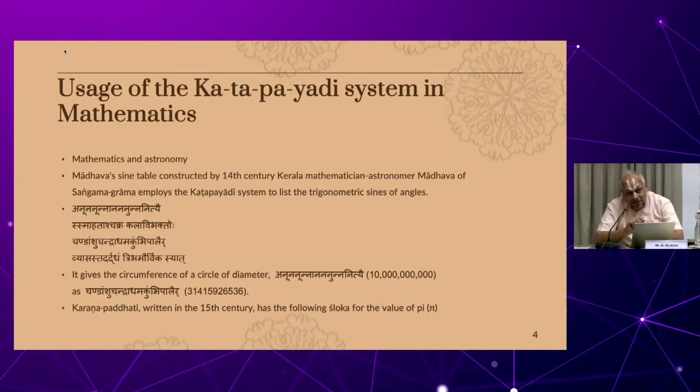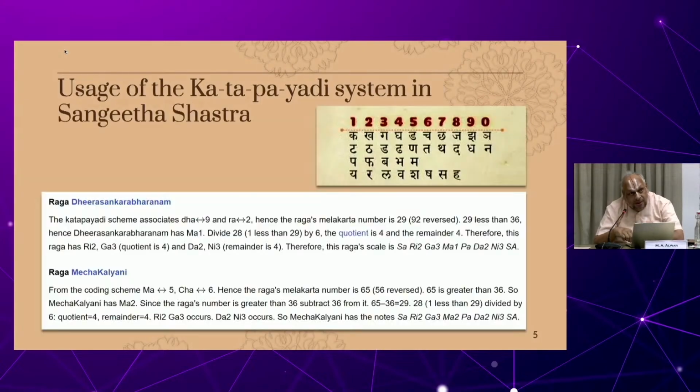Karana Paddhati, written in the 15th century, has the following shloka for the value of pi. And then when you come to Sangeeta Shastra, it's very interesting. The Katapayadi scheme associates, for example, with Dhira Shankarabharanam. There are 72 Melakarta ragas, as we all know, which are the main ragas, and from them there are innumerable Janya ragas. You take the first two syllables to determine the number of the Melakarta raga among the 72. Now if you take Dhira Shankarabharanam, it is Dhi and Ra. Leaving out the vowel, it is Dha and Ra. That means 9 and 2. When you reverse it, it becomes 29. Hence the raga's Melakarta number is 29.